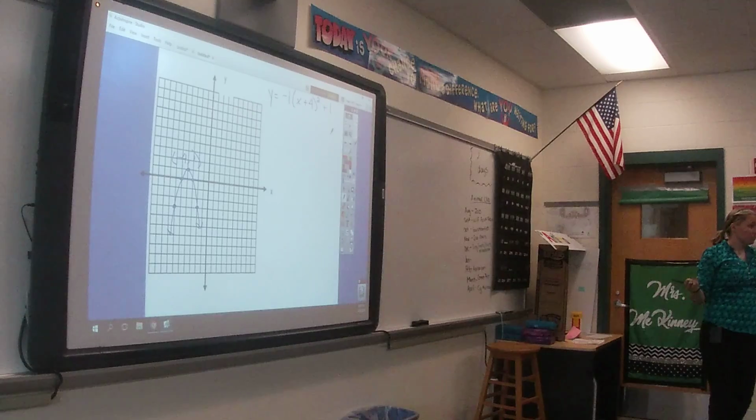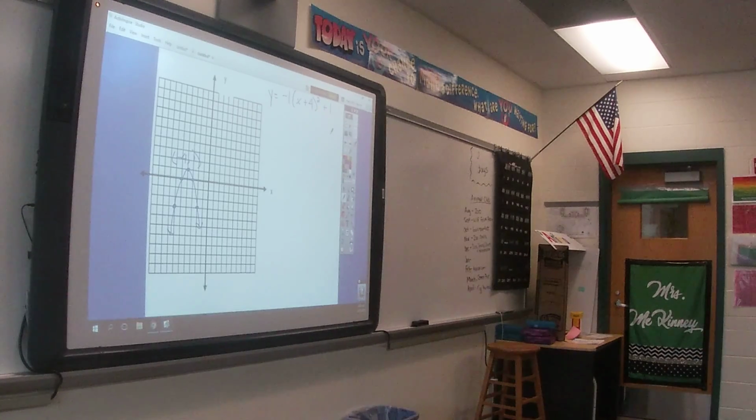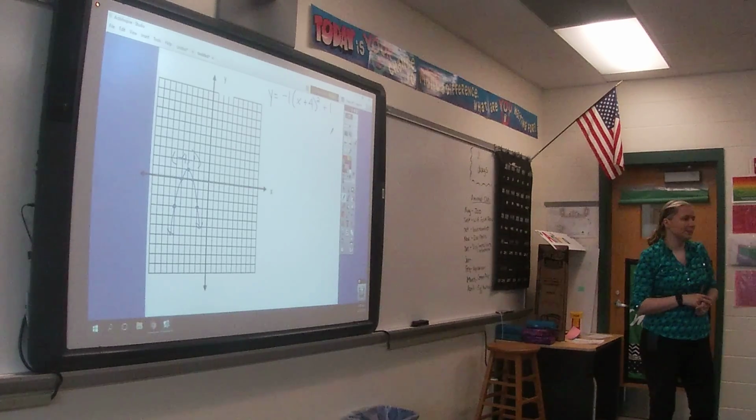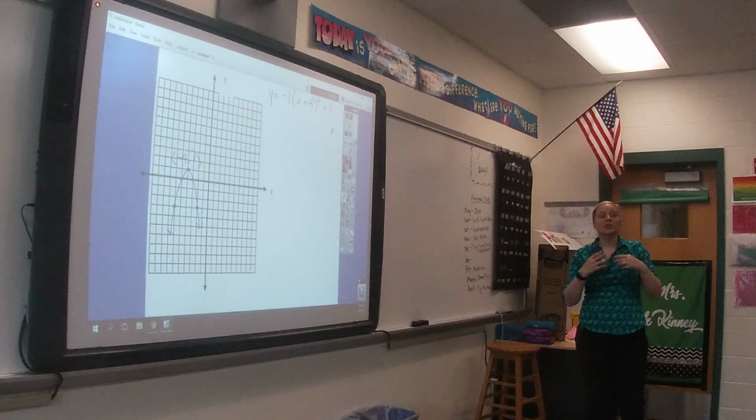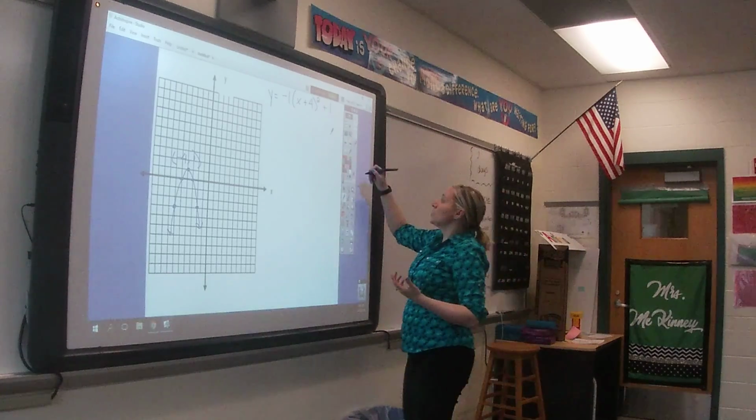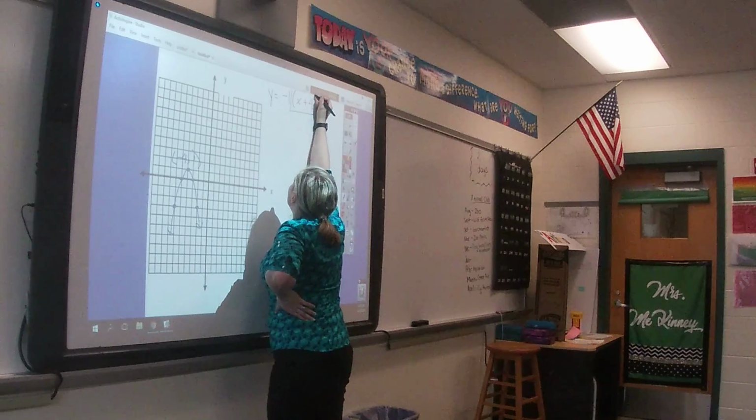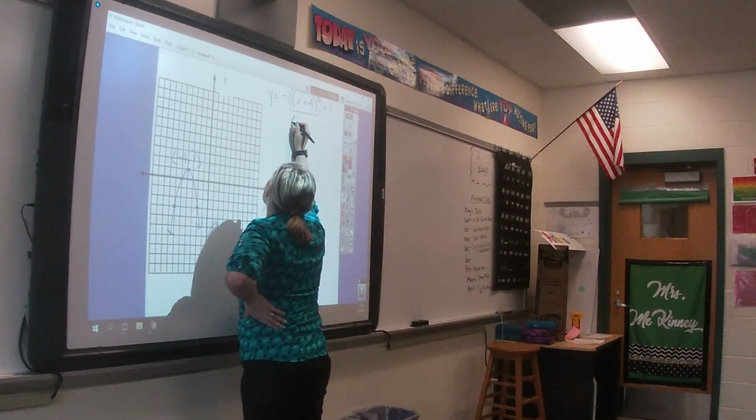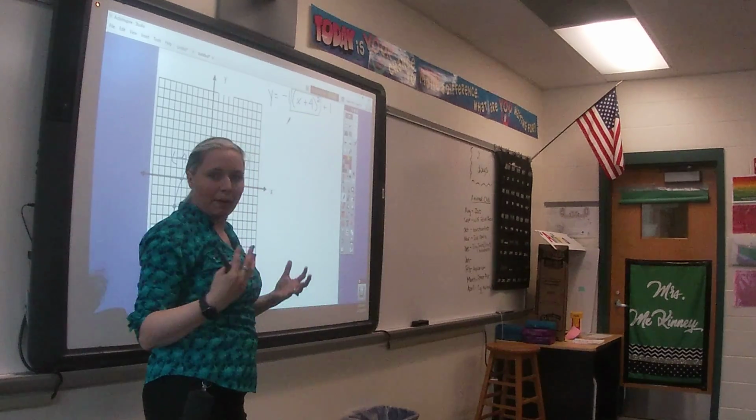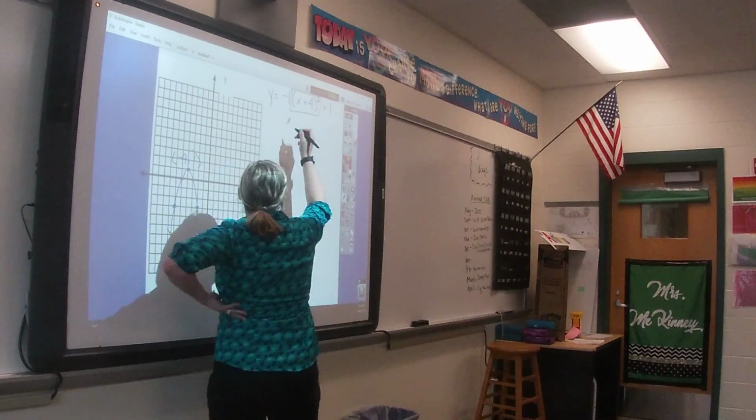Now, this is fine if this is the format of an answer we want. But if we need to get this answer into standard form, what would we need to do? We would need to start simplifying. So what do we want to simplify first? The x plus 4 squared. Because order of operations, right? PEMDAS, parentheses we deal with first.